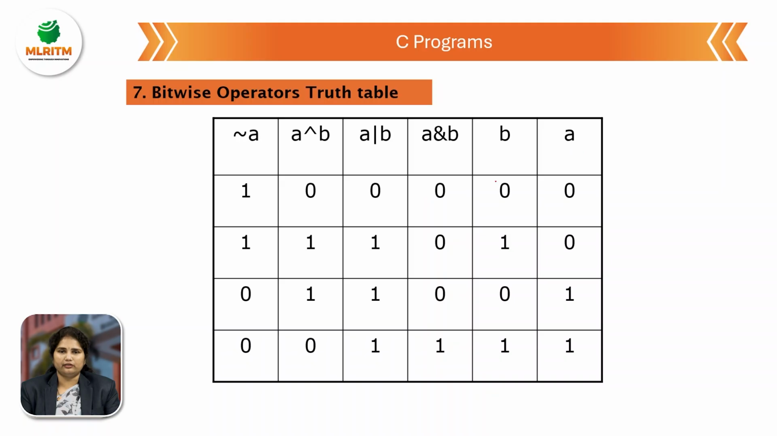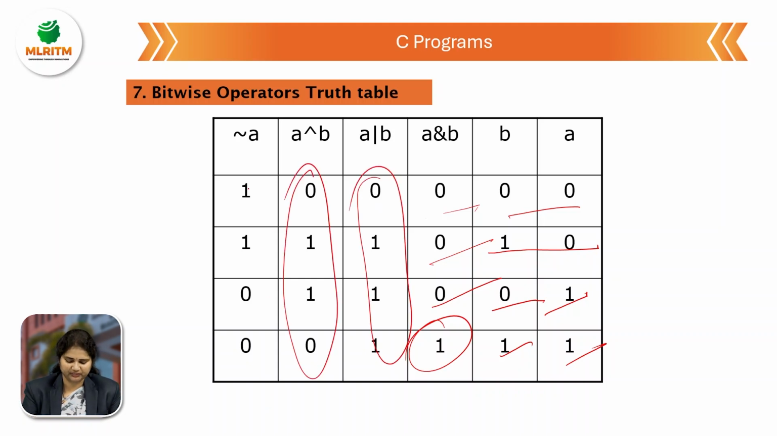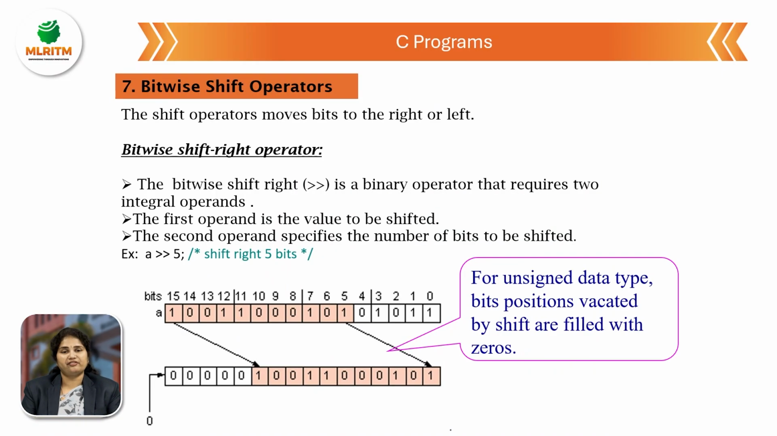A value, B value. If both are false, then output is what? False. If one condition is true, another one is false, then false. If both are true, then true. This is for OR. This is for XOR. This is for NOT.